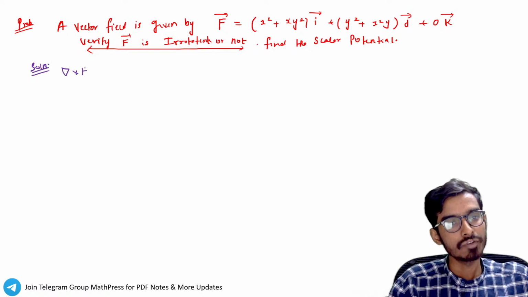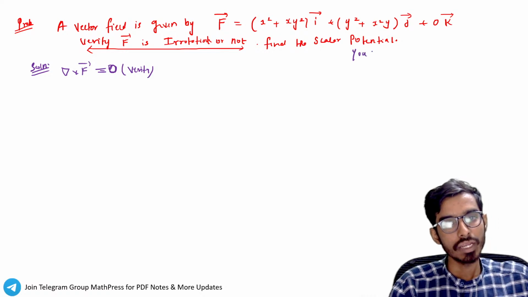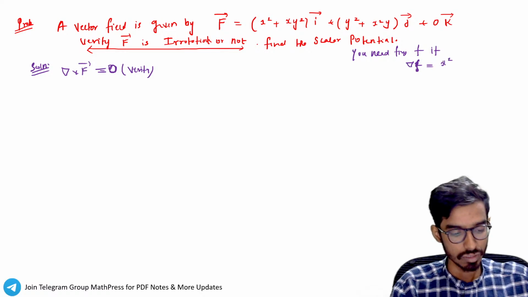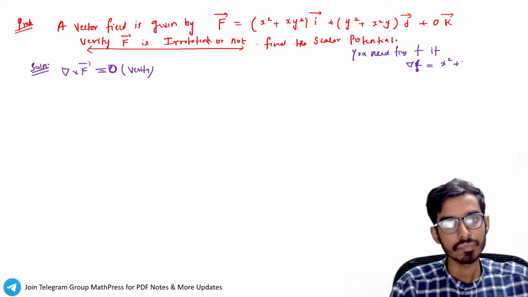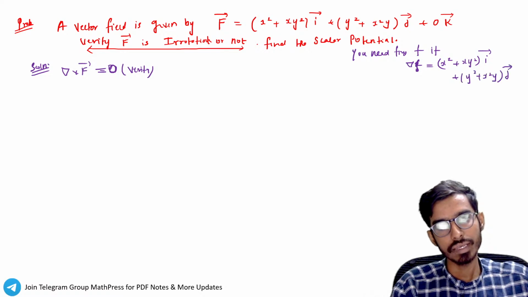So we have del cross f equal to 0. Verify. This will be 0, so it is irrotational. Now you need to find the scalar potential. That is, you need to find f if del f is this. If del f is x square plus xy square i vector, y square plus x square y j vector. You need to find this f.